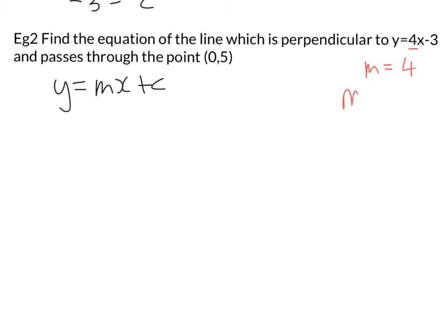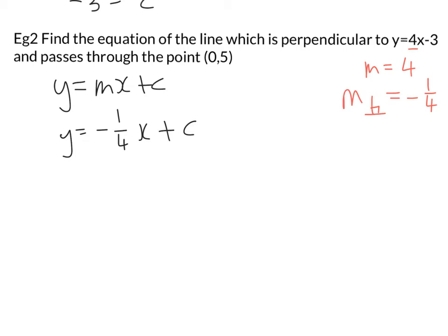The perpendicular line, I'm going to write that like that. That's a wee perpendicular right angle sign. If this line has a gradient of 4, the perpendicular line, remember, is the negative reciprocal. So the negative reciprocal of 4 is negative a quarter. That means that this line that we're trying to work out has a gradient of negative a quarter. So we can write in m to be negative a quarter. Y equals negative a quarter x plus c.